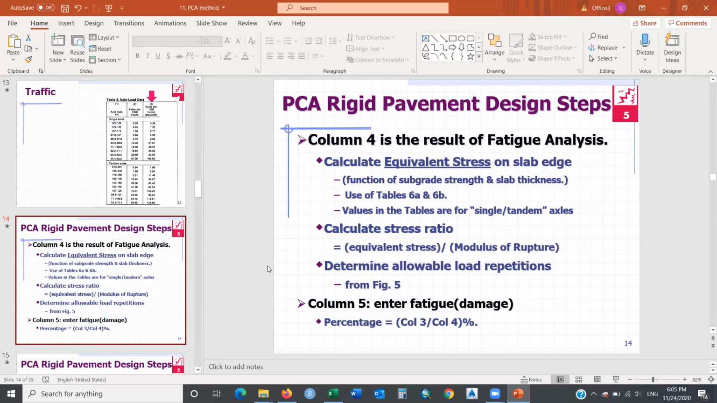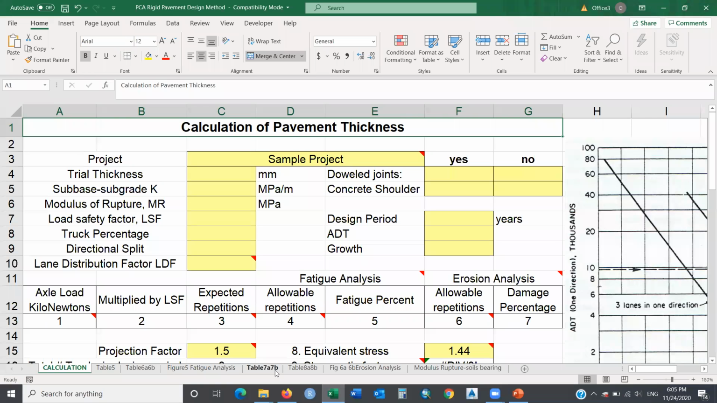The equivalent stress is estimated from tables 6A and 6B, and is a function of the subgrade strength and the slab thickness. The values are given for single and tandem. So I'm going to show you 6A.